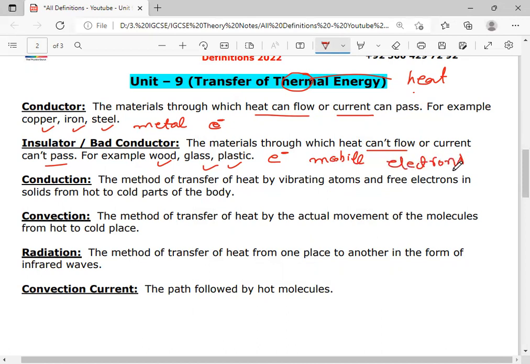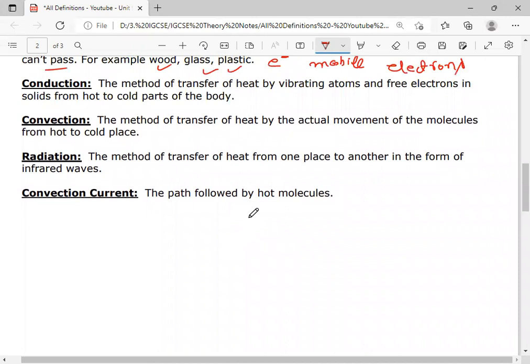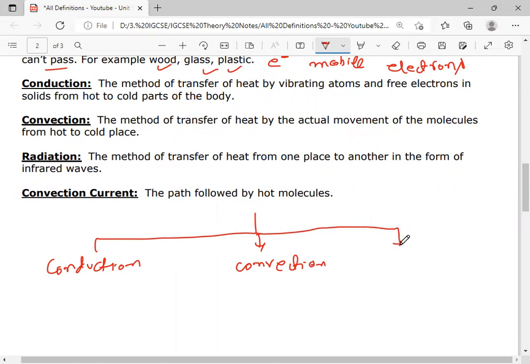So in conductors, there are free electrons, due to which heat can easily flow from one place to another place, or from one part of the conductor to another part of the conductor. While in insulators, there are no free electrons, due to which heat cannot flow. Now there are three modes of transfer of heat through which heat can be transferred from one place to another place. That is conduction. Number 2, convection. And number 3, radiation.